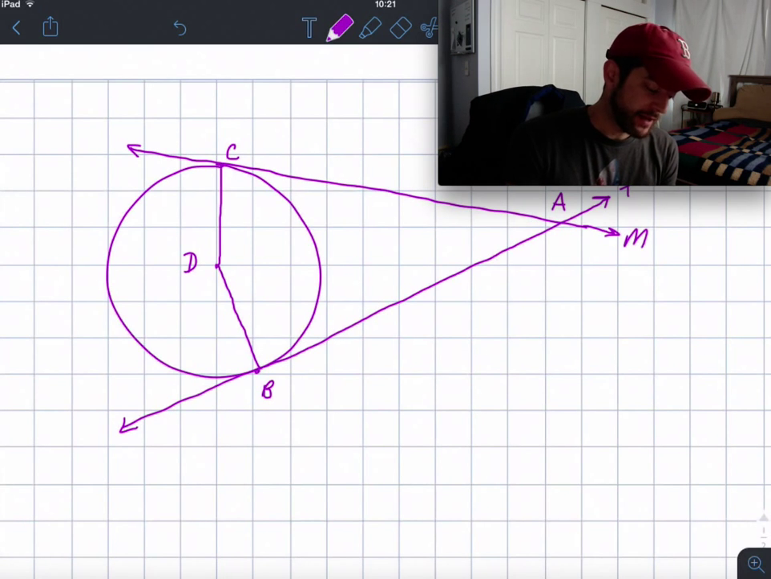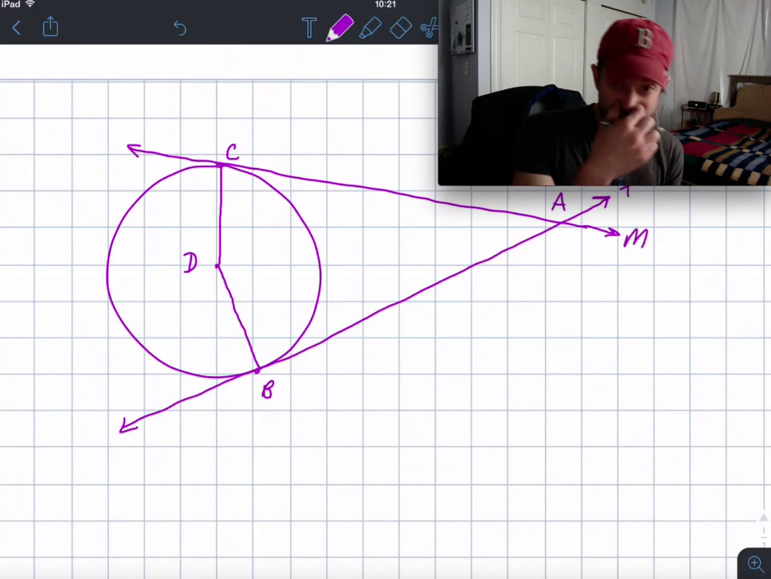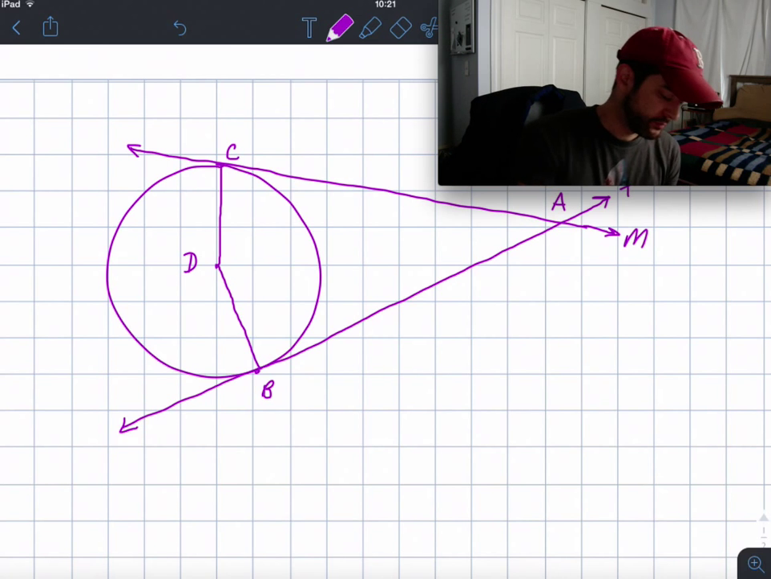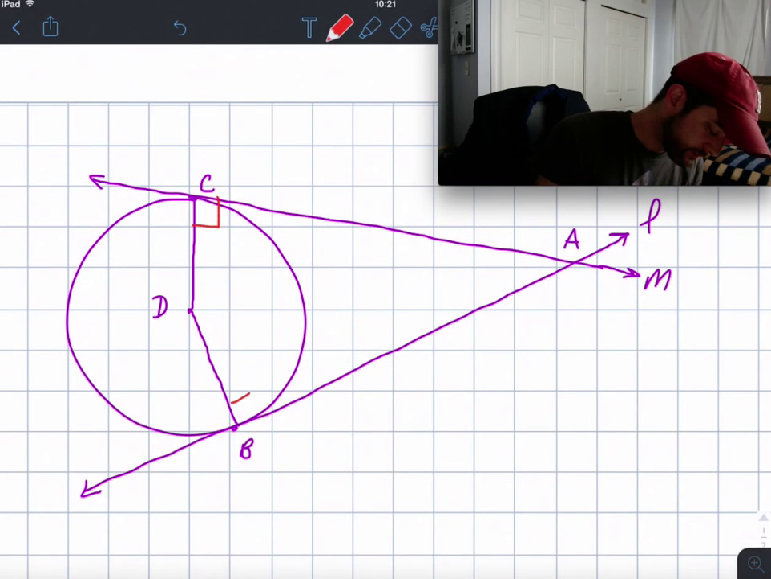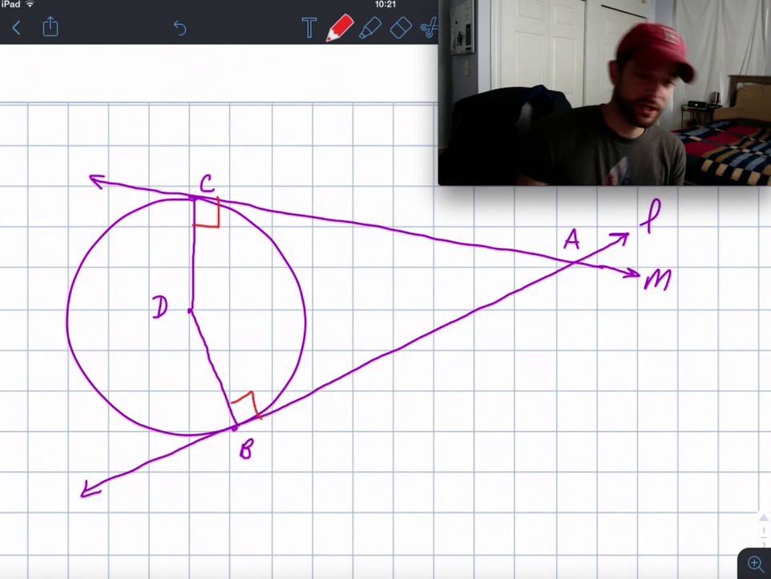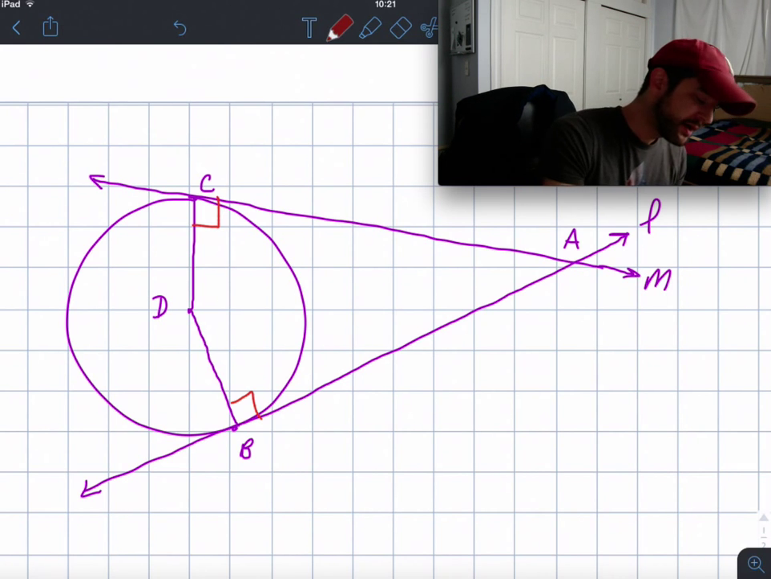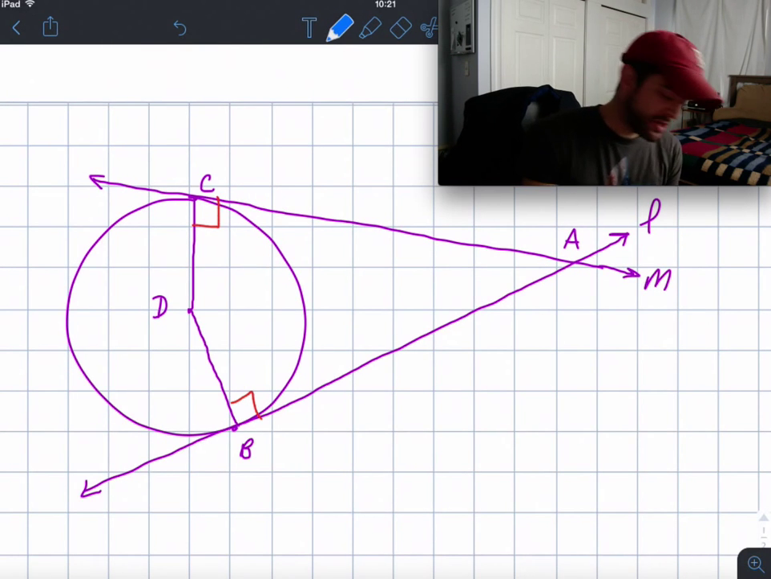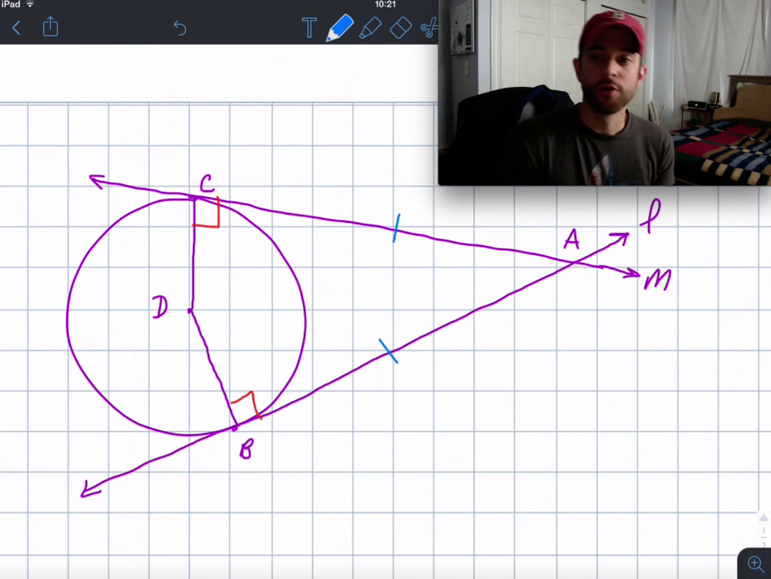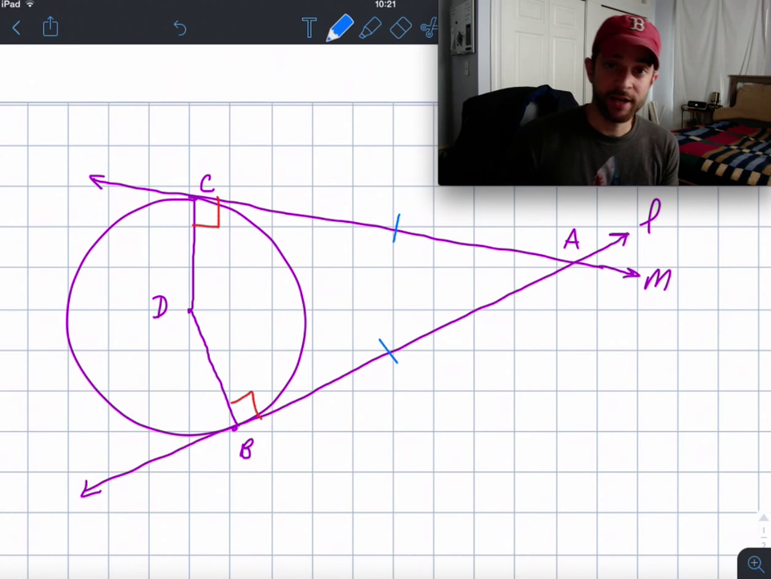So here I have lines L and M that are tangent to circle D, and they intersect at point A. So you can have tangent lines that are parallel, but these ones are not parallel. Now I know that tangents L and M will be perpendicular to their respective radii. But I also know that line segments AC and AB are congruent. So tangent lines that intersect will make congruent line segments from their point of intersection to their respective tangent points.